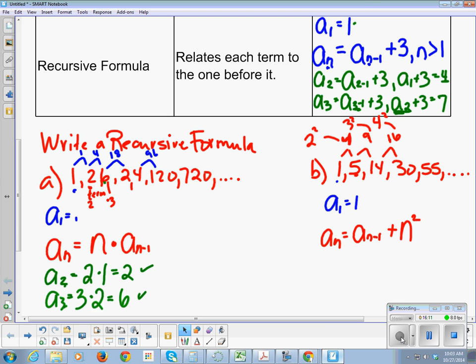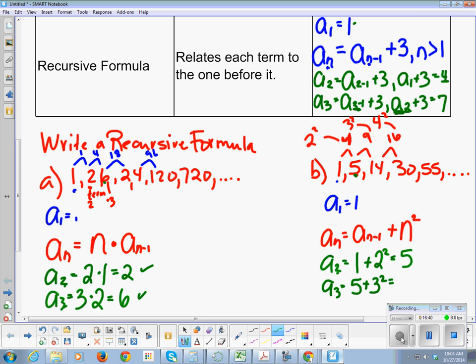And then let's do a check just to make sure. So I take the term before, and I'm on term 2, so then I go 2 squared. Did I get 5 for my second term? Yes. Let's check 3. I take the term before, and I add the n squared. 5 plus 9 is 14. So both of these check out.